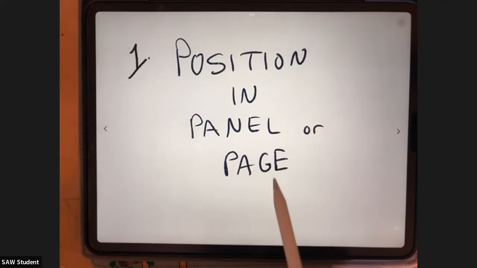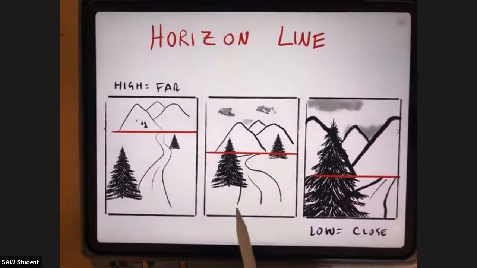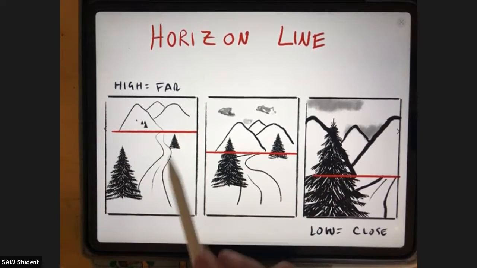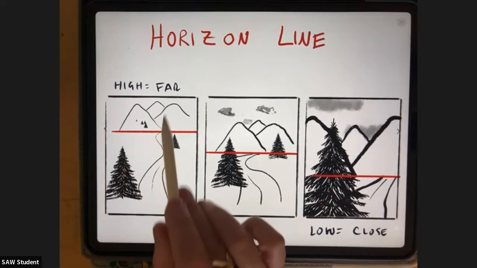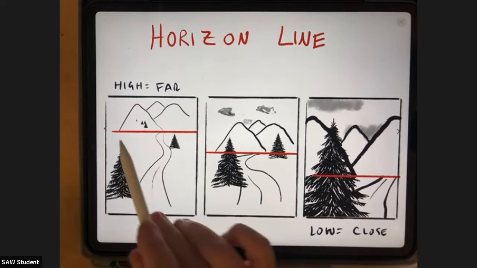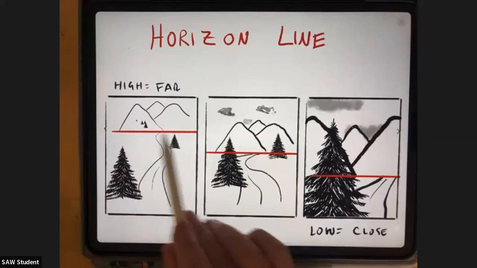So we'll start with the position in the panel or the page. The first thing is anything that's like a scene has a horizon line. Here we're first going to look at landscape scenes. The horizon line is the horizon in nature if you're outside. If you're inside, it would be where the floor connects to the wall, or where your table is. I'm looking at my desk right now, this part would be my desk, and this part up here would be the wall behind my desk. But in landscape, it's the actual horizon.